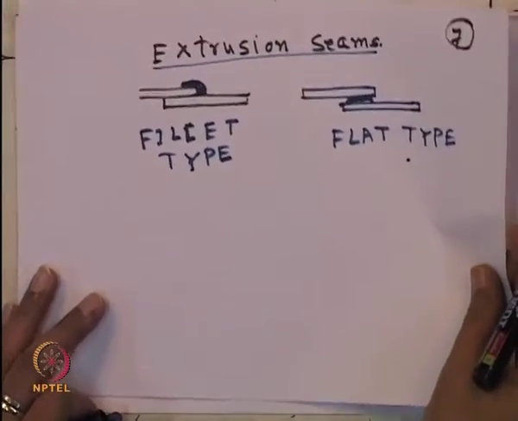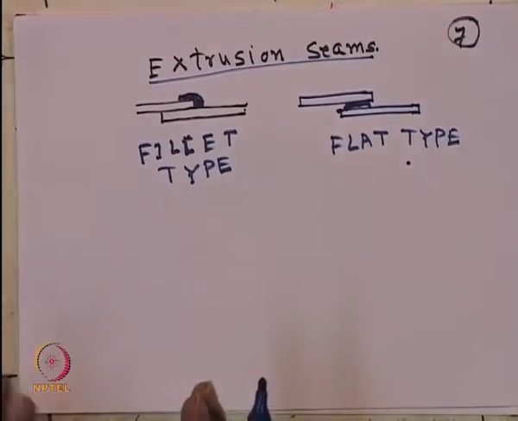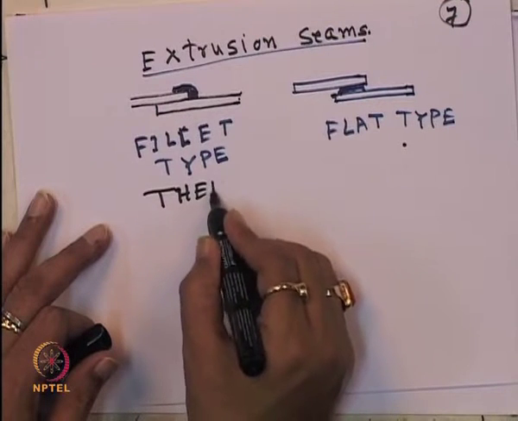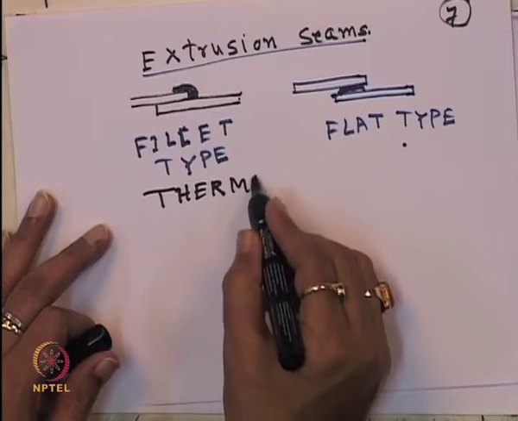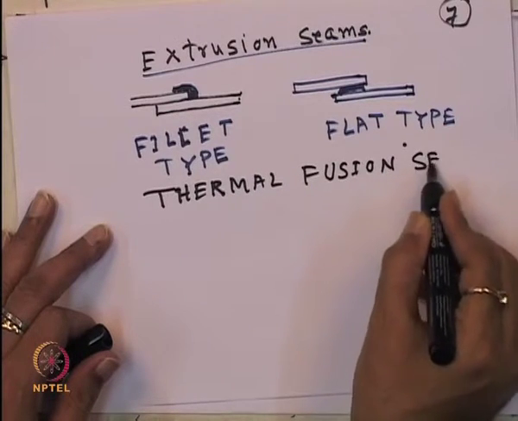Also there are three other types. One is called the chemical fusion, which is the chemical seam. Another is called the chemical adhesive, or which you call adhesive seam. And apart from that, which is also very important to us, that is the thermal fusion seam.